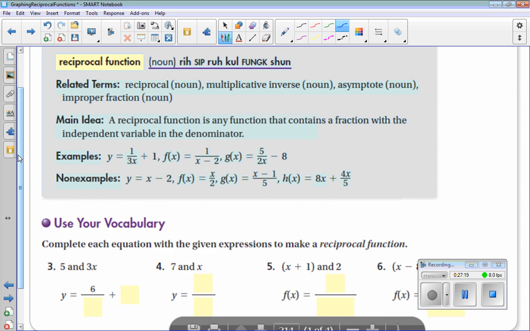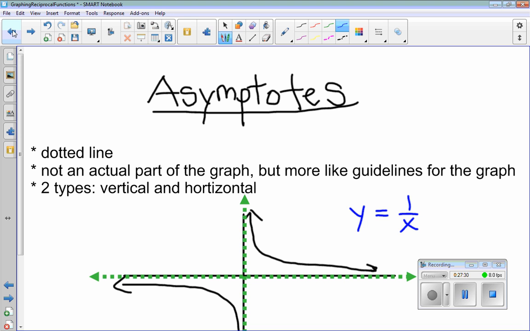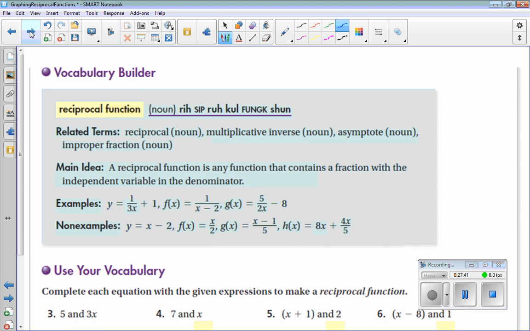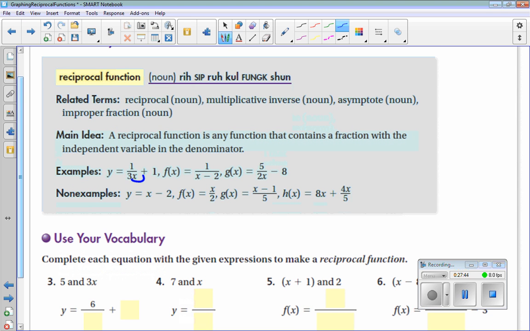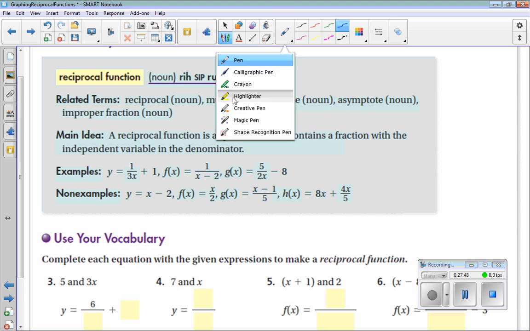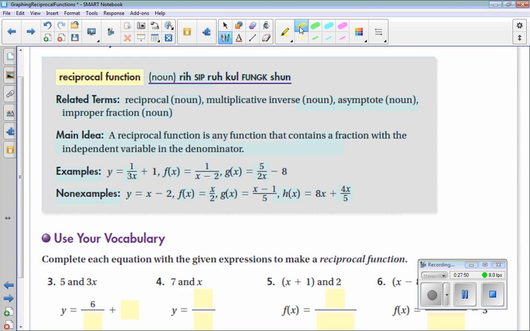So what makes a function a reciprocal function? Where is the placement of the x? If I go back to my parent graph, where is it in the equation? In the denominator. So what we're going to be looking for, notice in our examples, the x is in the denominator. I'm going to highlight it here so you can see it. You don't have to write this down, just watch. But the x is in the denominator.